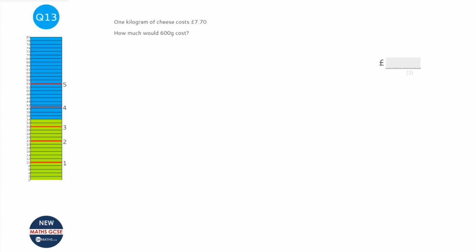So we're told 1 kilogram of cheese costs £7.70. How much would 600 grams cost? Well, first of all, I'm going to have weight, mass, and price. And I'm just going to sort of split them down the middle.